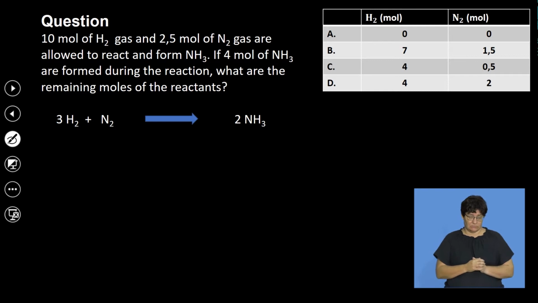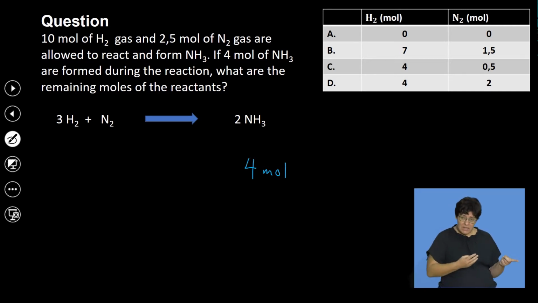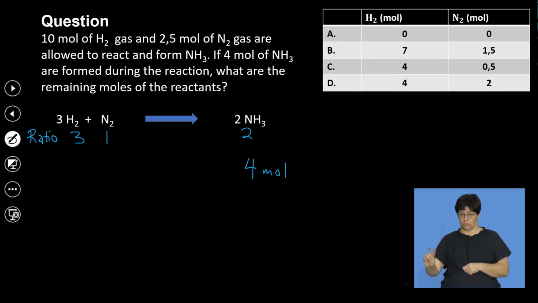Okay, so we know that if 4 moles of ammonia are formed, how many moles of nitrogen are needed if one mole of nitrogen forms 2? So to form 4 moles, we would need, our ratio is 3:1:2. So for us to form 4 moles, how many moles do we need? We need half that number, which is 2.